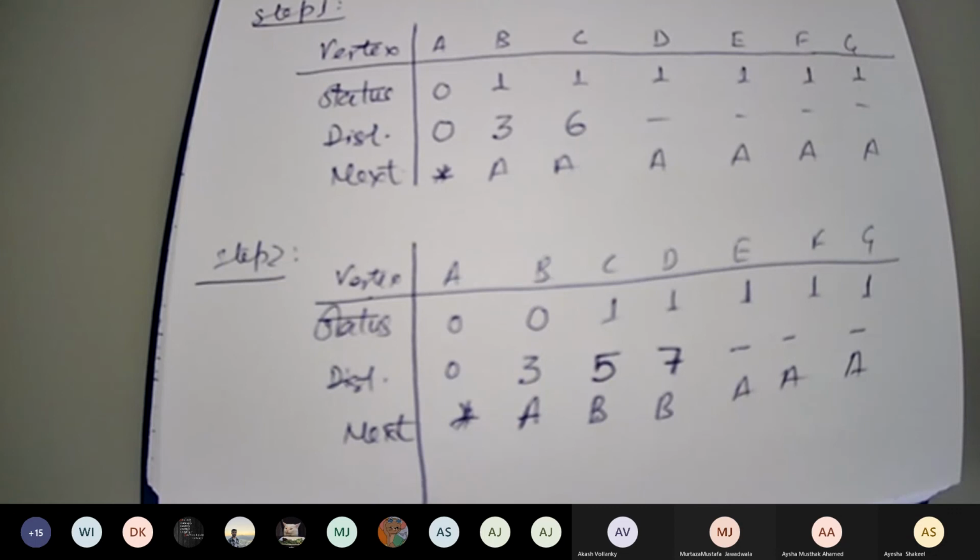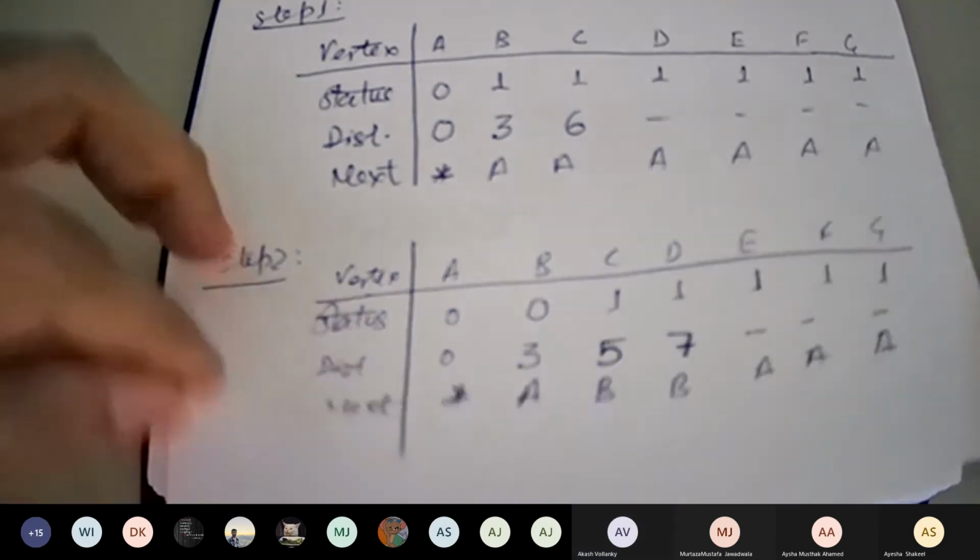Any confusion here, anybody? No, sir. Now let's do step 3. You will understand in a better way.